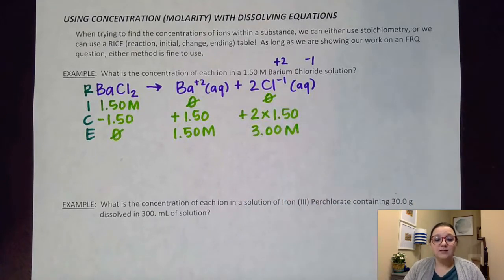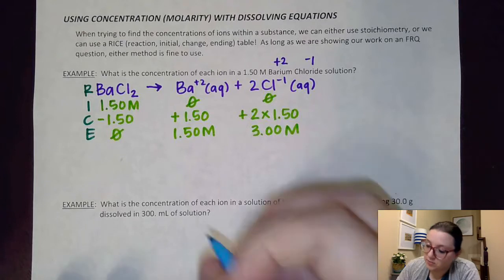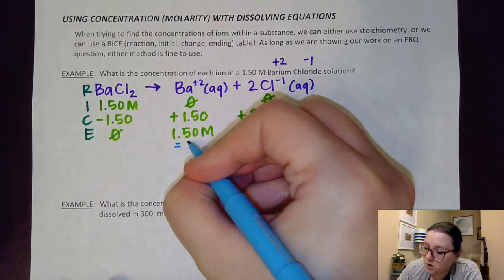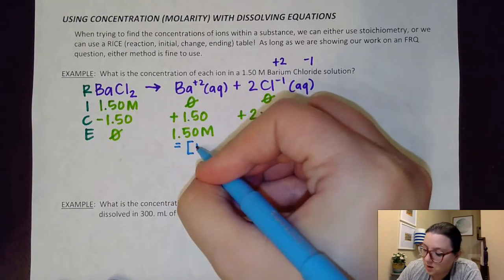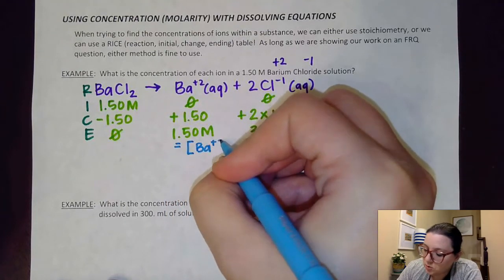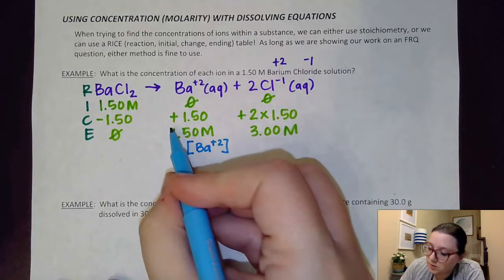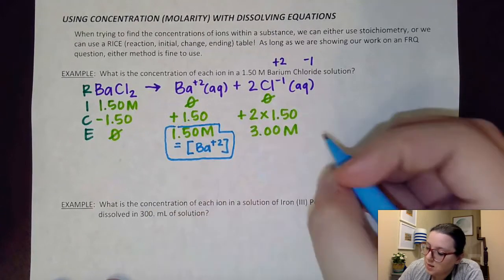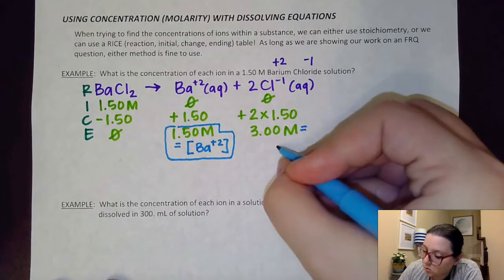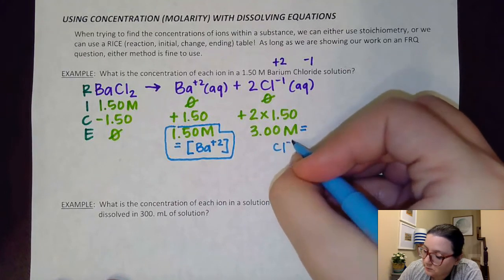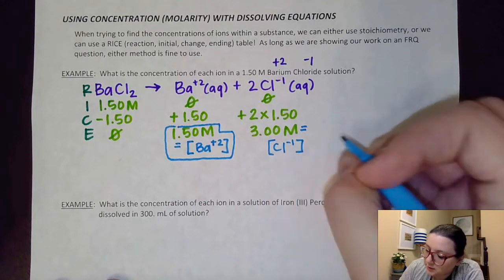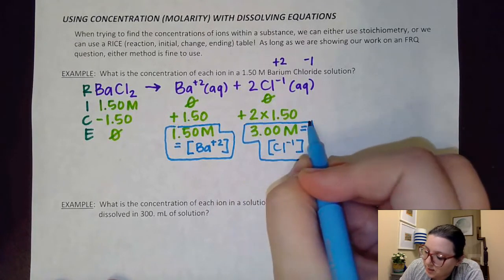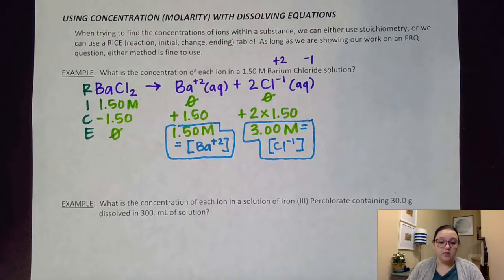So by utilizing that RICE table, I was able to figure out that the concentration of barium was 1.50. By the way, if you want to show concentration, you can use brackets around something. So showing brackets around Ba positive 2 would indicate the molarity or the concentration of that ion. And then my concentration of my chloride ion would be that 3.0 molarity. So you can see I got both my ion concentrations at the end. Now, that is one way of showing that work.